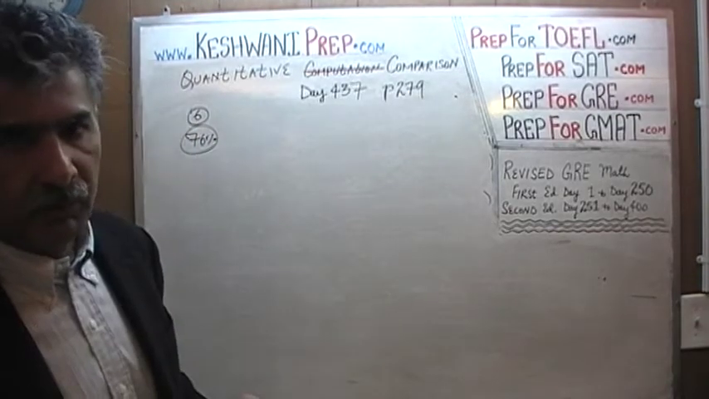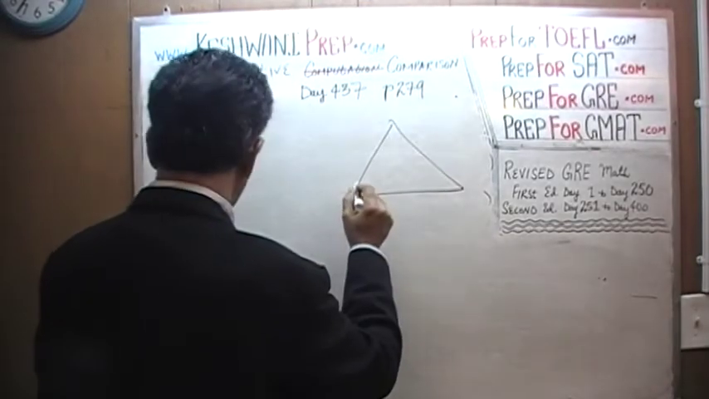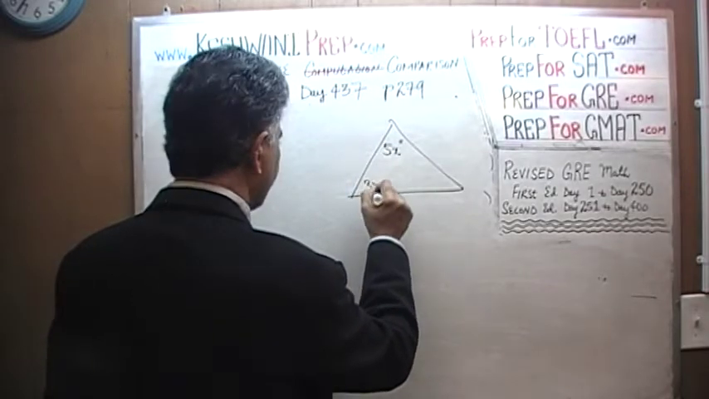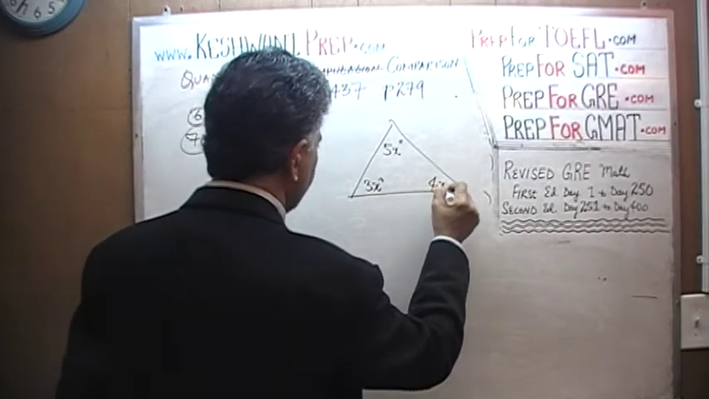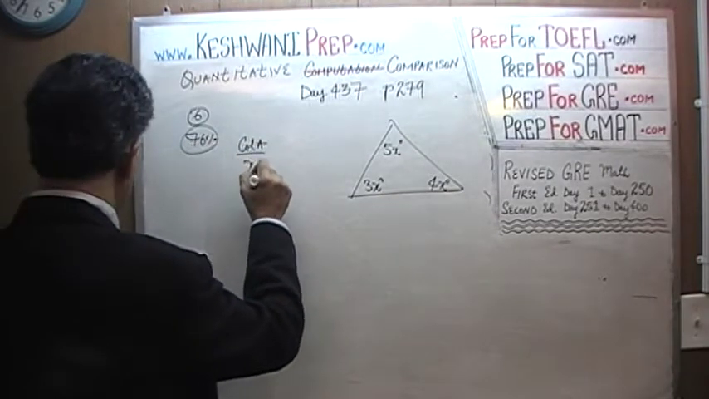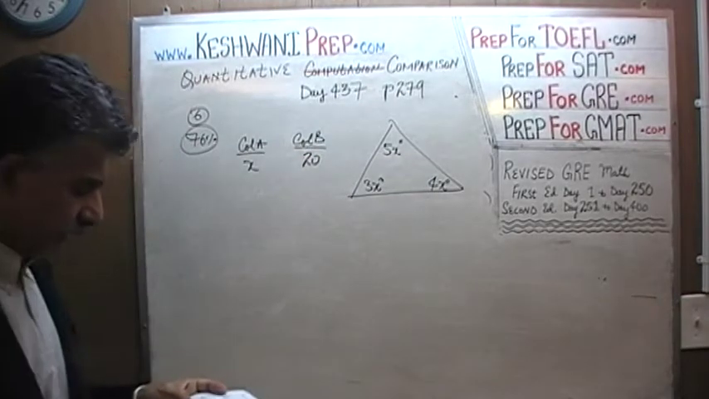76% of the people who took the exam had no trouble with it. 3/4 of the people were fine. We're given a triangle here. We are told that this angle is 5x degrees, this angle is 3x degrees, and this angle is 4x degrees. The question is, which one is bigger? Column A, which is x, and column B, which is 20. Go ahead and do it yourself.